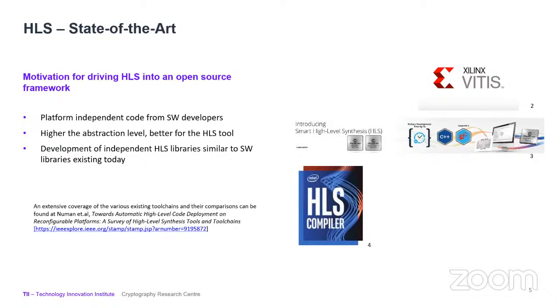One of the key advantages is that it allows platform independent code from software developers. As long as the code compiles functionally correctly and is giving the desired output, it is possible to convert that code into a high level synthesizable RTL flow. Generally speaking, higher the abstraction level, the better it is for the HLS tool. And there is also development of independent HLS libraries, which is kind of similar to the open source software libraries we have today.